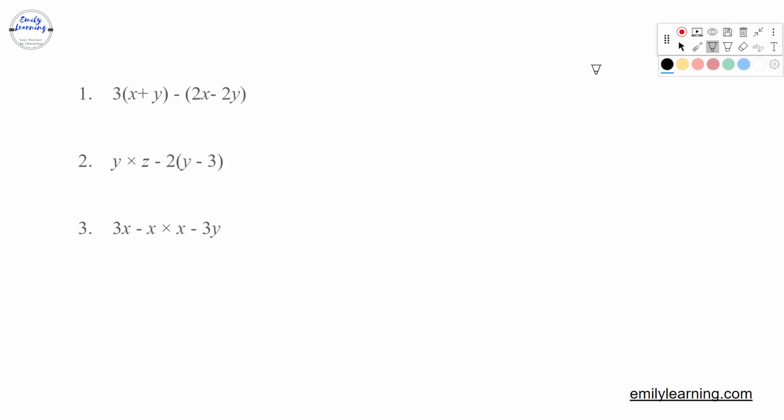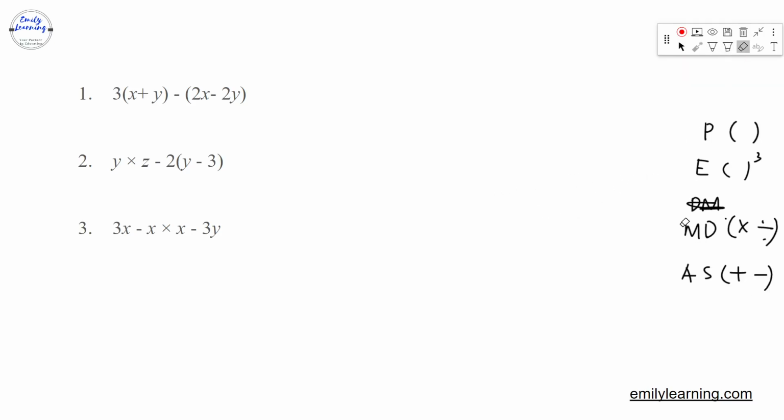So I'm going to write in, you have your parentheses, exponent, which is power, PEMDAS, so it's multiplication and division, and finally addition and subtraction. We'll do it in this order, and it's always from left to right. If it is multiplication or division, just do it from left to right. Addition and subtraction also, it doesn't matter which comes first, just do it from left to right.